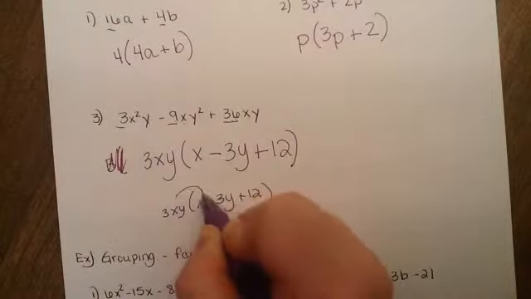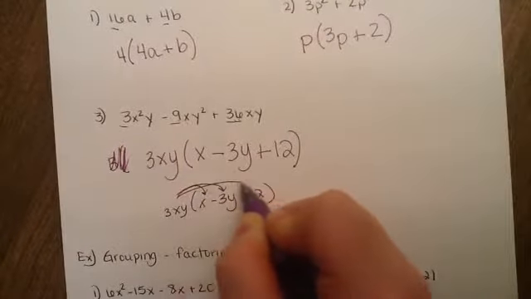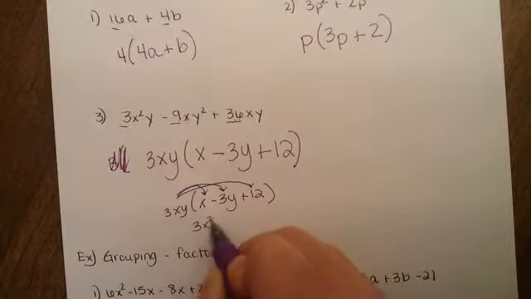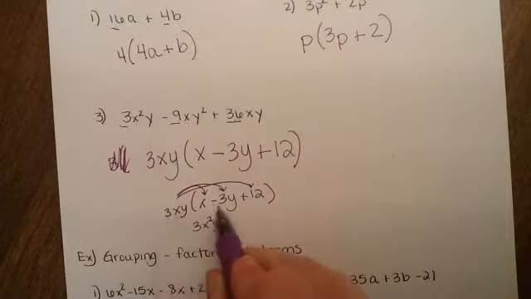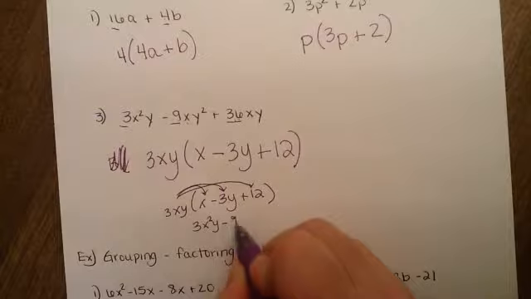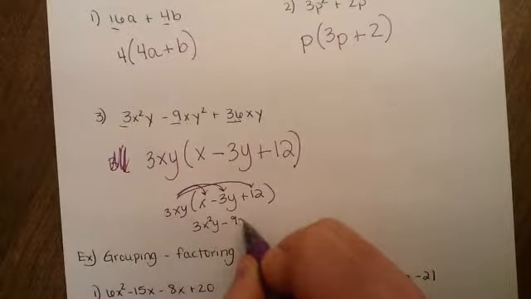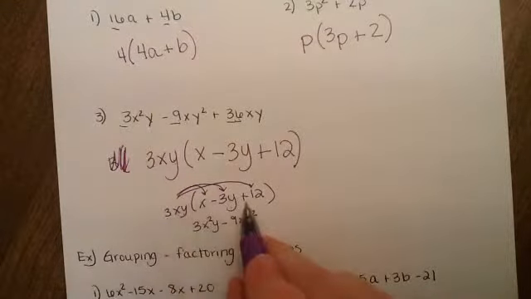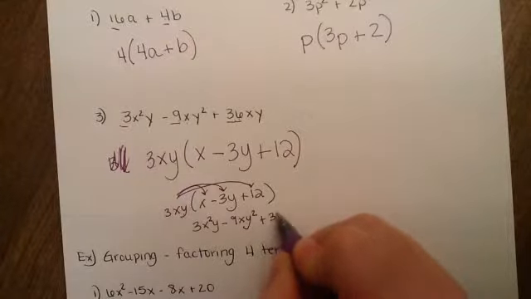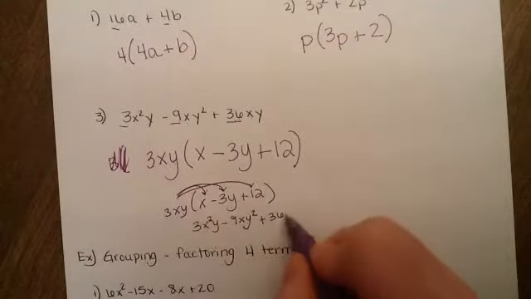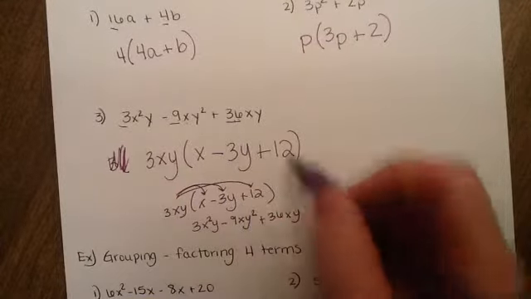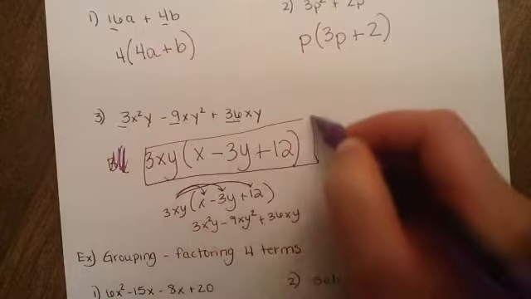Go ahead and distribute this. 3x times x, x squared y. 3 times negative 3, negative 9. X, y times y, y squared. 3 times 12 plus 36, x, y. Is this what I started with? Yes, so my answer was correct.